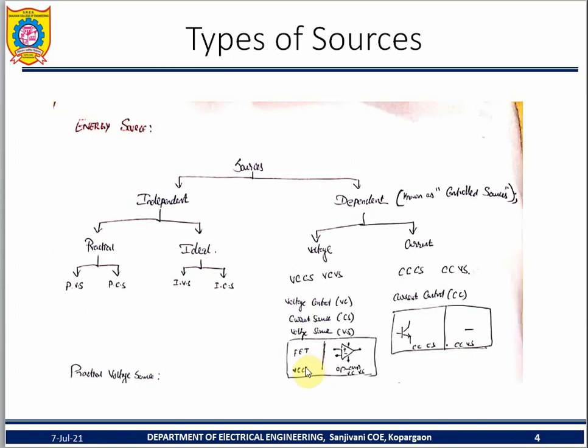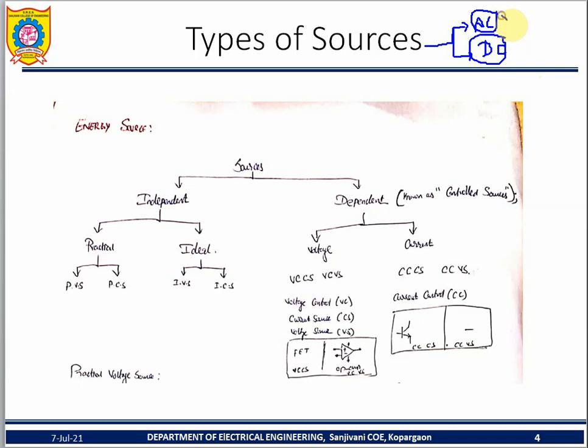Then next we'll move on to the next topic, called the types of sources. Generally we classify sources into two types. What are the two types of sources? One is the AC source, the second is the DC source. AC is alternating current, DC is direct current.